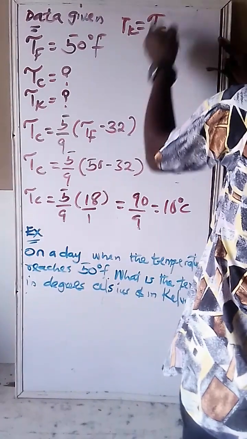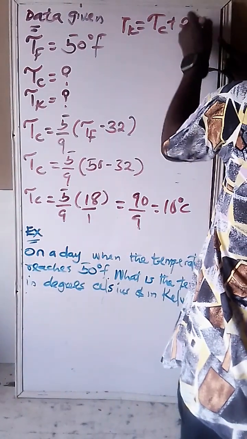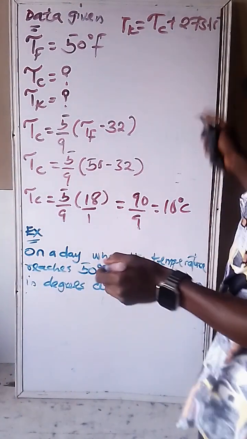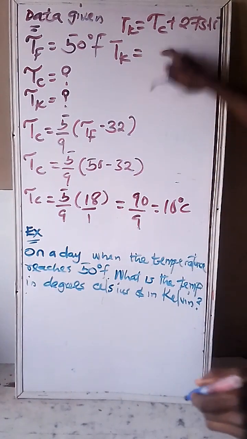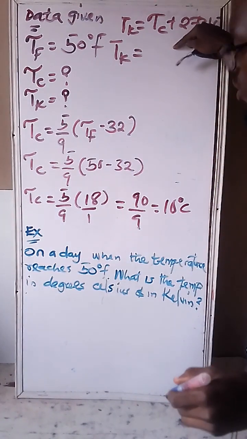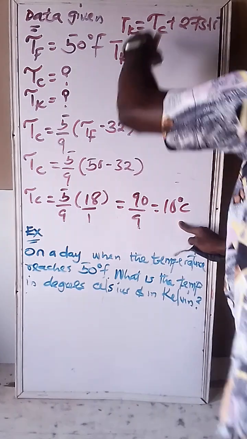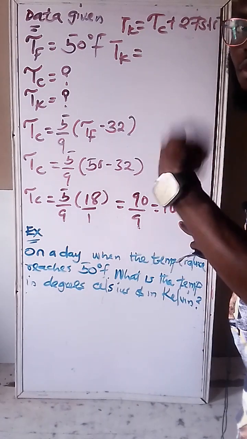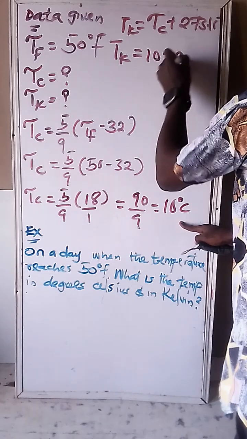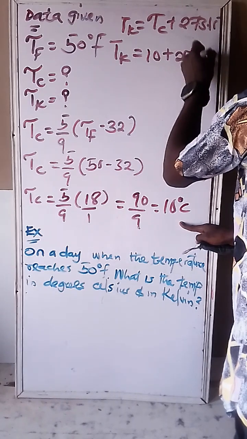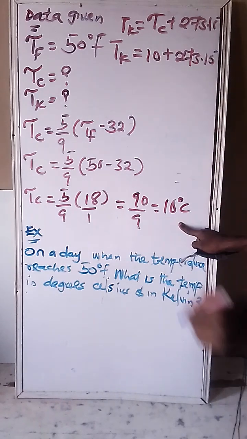Value of TC plus 273.15. This is the formula to use. So TK will now be, what is our TC, the temperature in Celsius that we get? It is 10. Whatever I'm seeing TC, what will I be putting? I will slot in 10. It will now be 10 plus 273.15. Hope we are together.